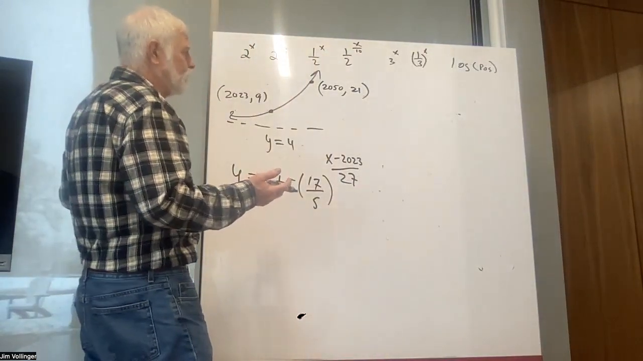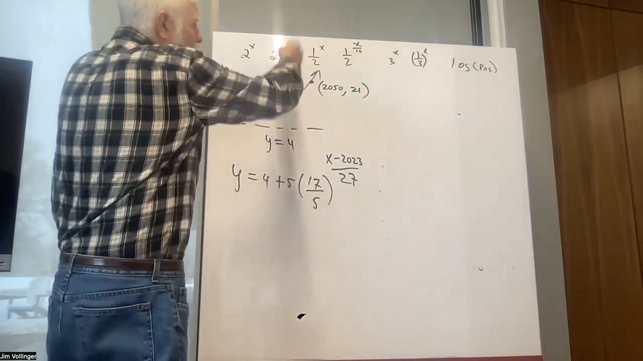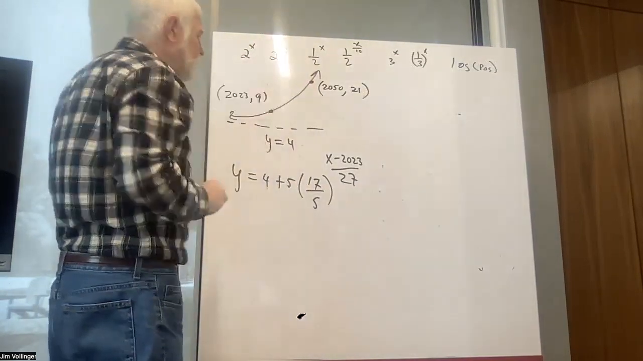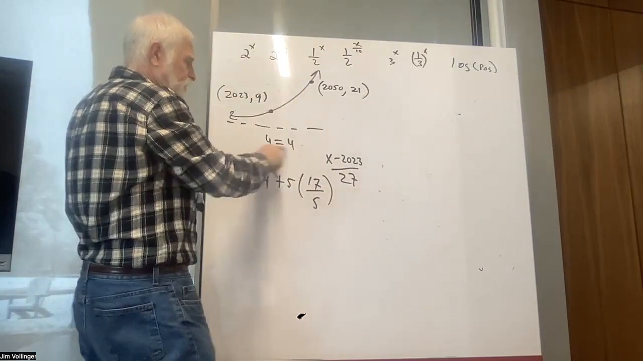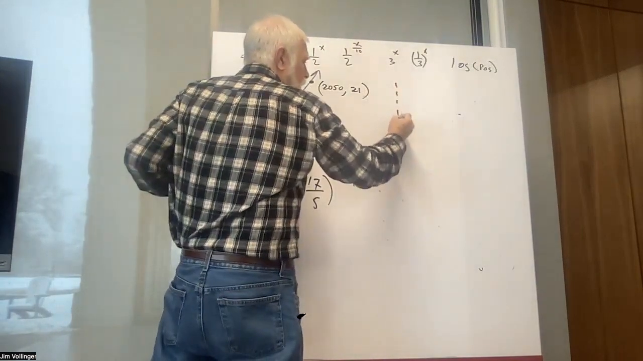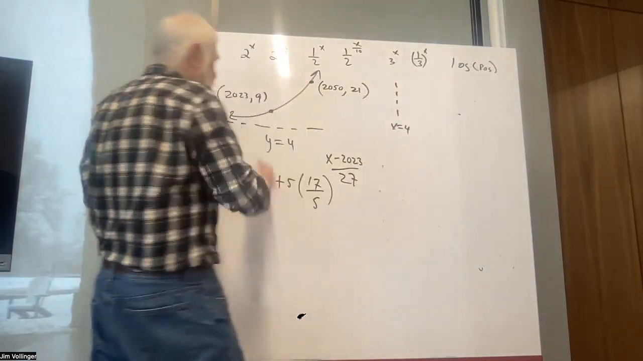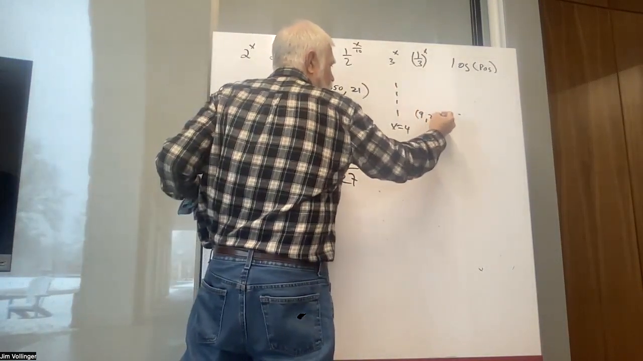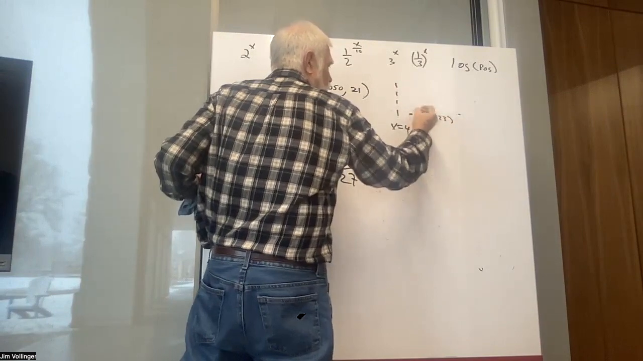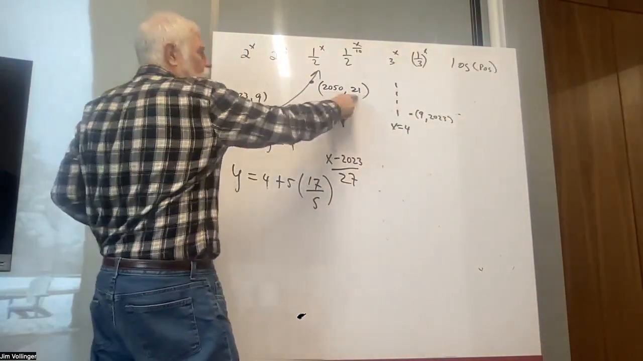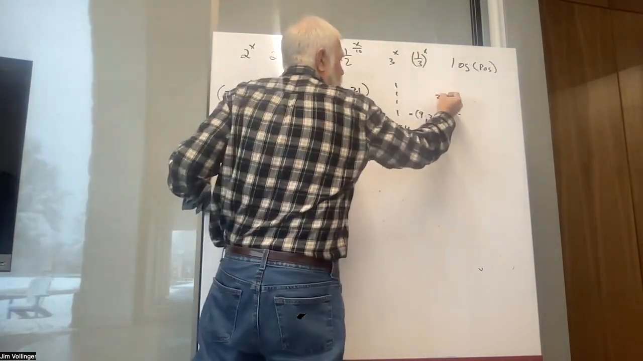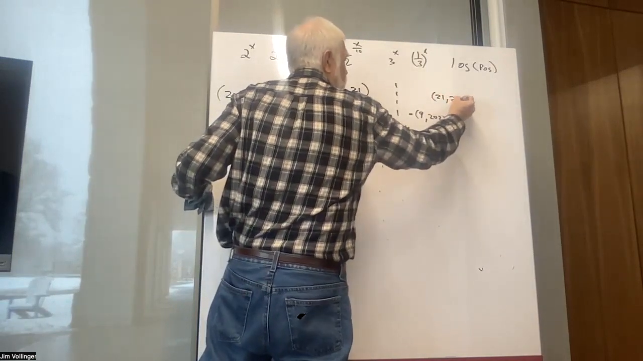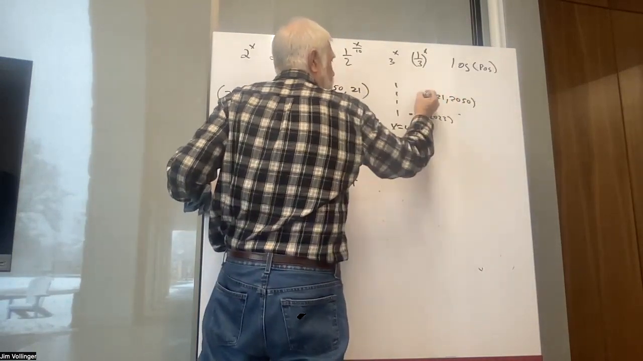Okay, and then of course we want to know some new values without a calculator, and that's coming down the road too. But what's the inverse of y equals 4? X equals 4. What's the inverse of 2023? 9 comma 2023. Put a little dot there. What's the inverse of 2050? 21 comma 2050. Okay, that's there.